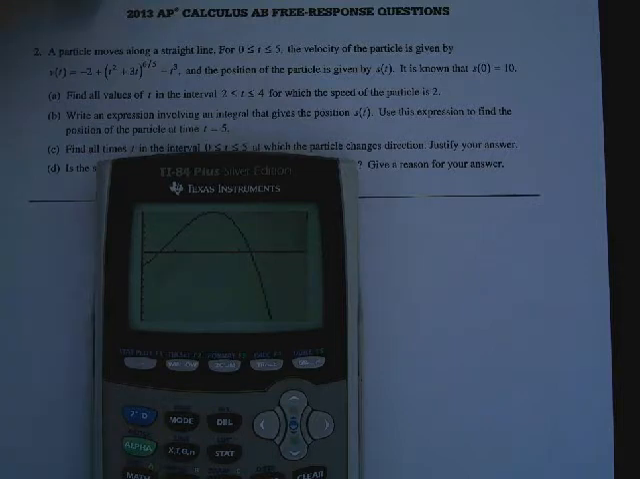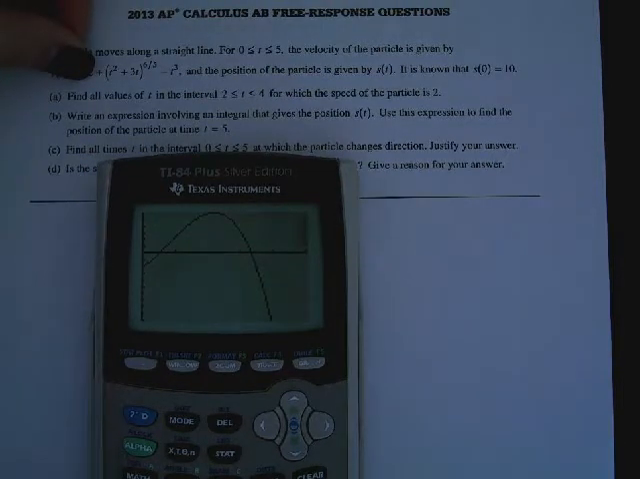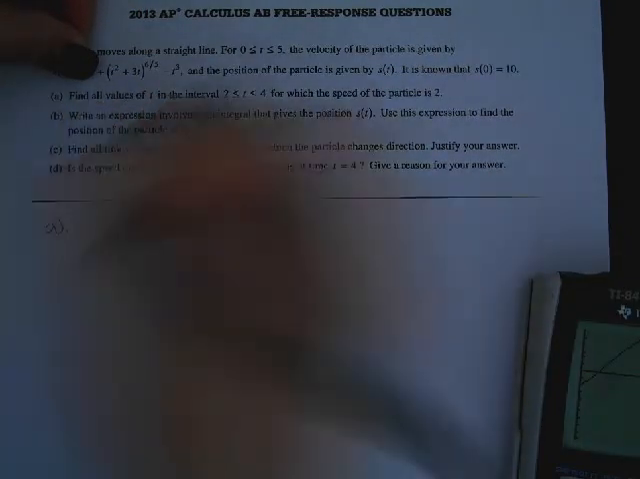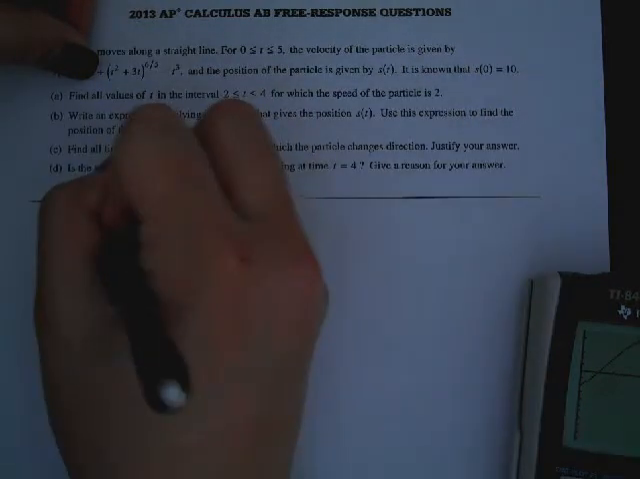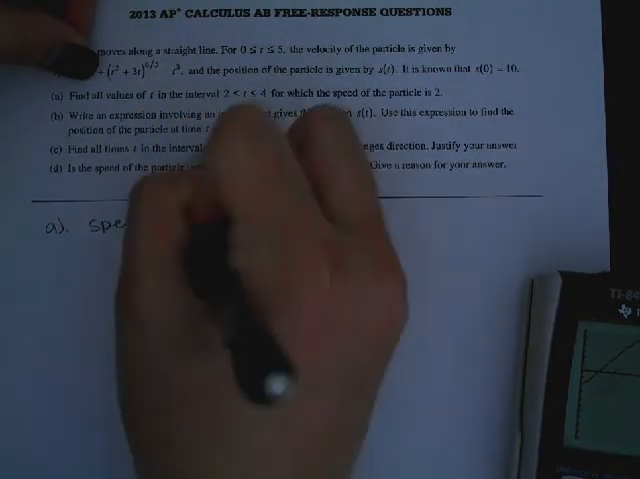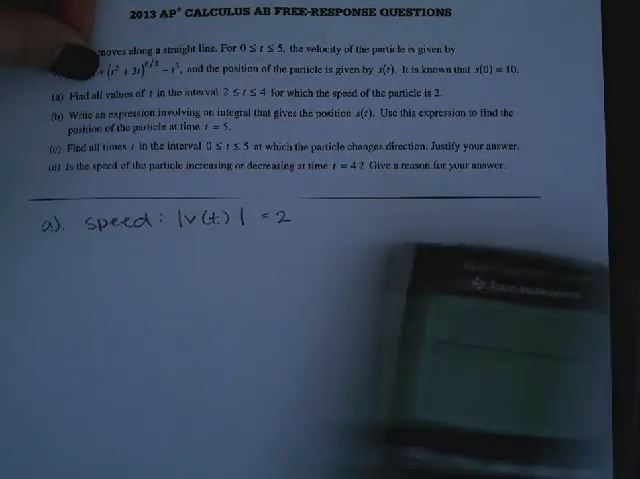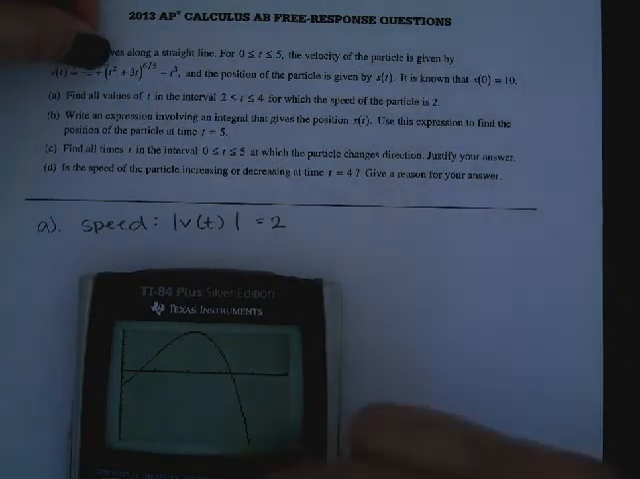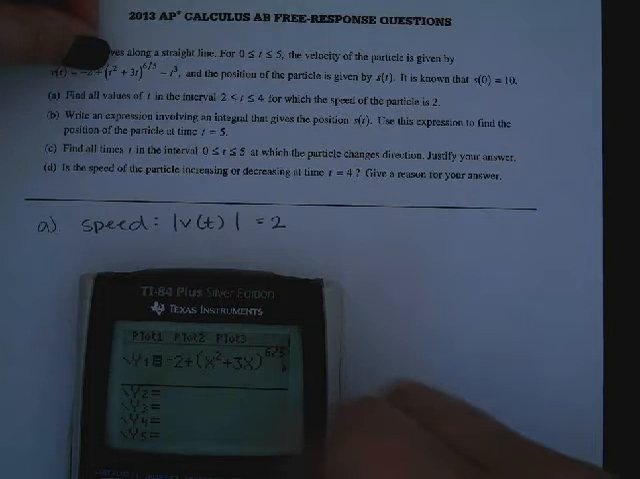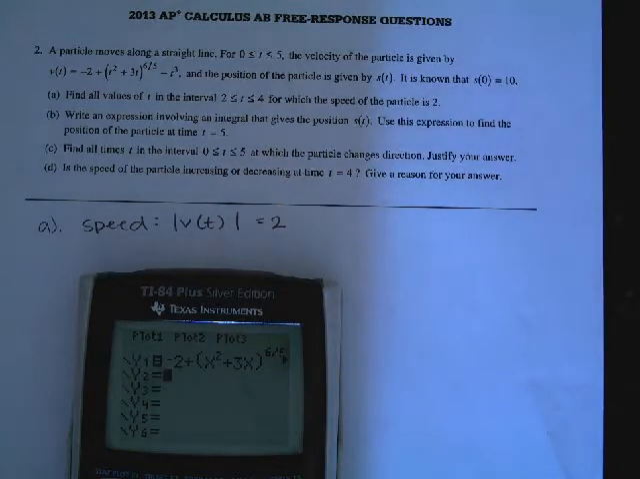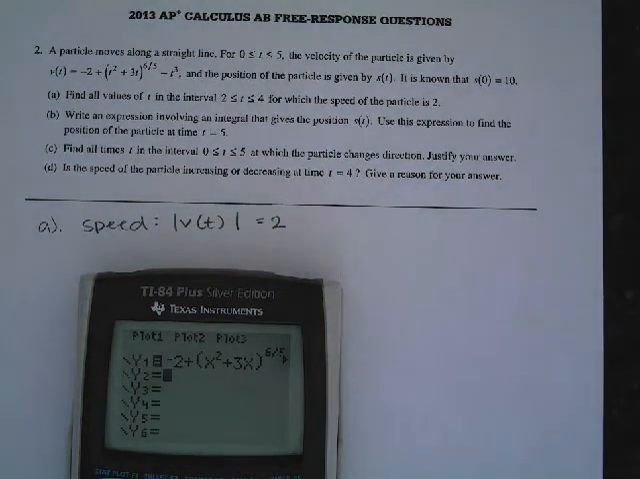Okay. So the first question says, find all values on the interval from 2 to 4 where the speed of the particle is 2. So we know that speed is the absolute value of the velocity. So I already have the equation plugged in as just regular velocity. I could go back and for y2 plug in the absolute value of velocity. And if you have a color calculator, I would actually probably do that because those are pretty easy to hop back and forth between. But with this calculator, it's not very easy, so I'm just going to leave it like that.